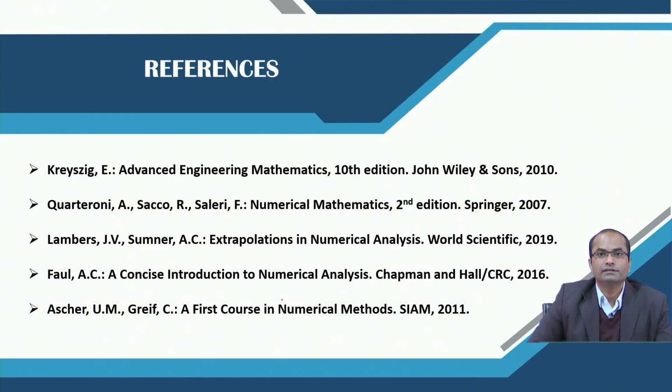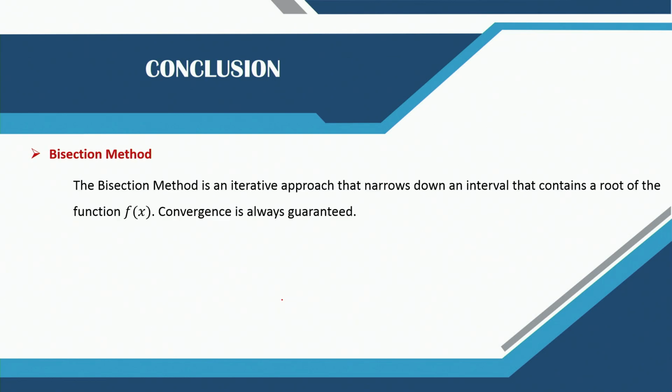So, these are the references we have used for preparing this lecture, and just to conclude, we have discussed the bisection method, and this was an iterative approach that narrows down an interval that contains the root of a function f(x), and most important, in that approach the convergence is always guaranteed.